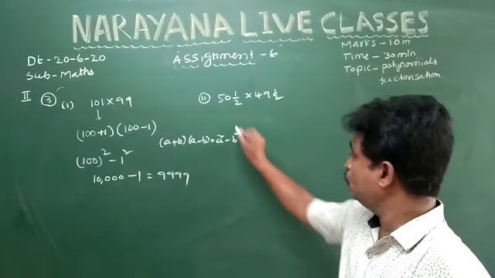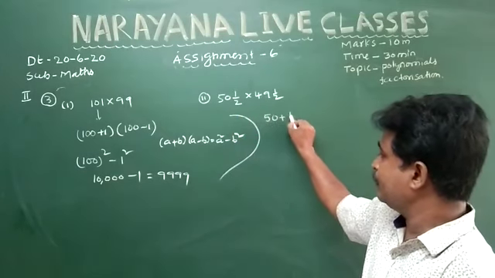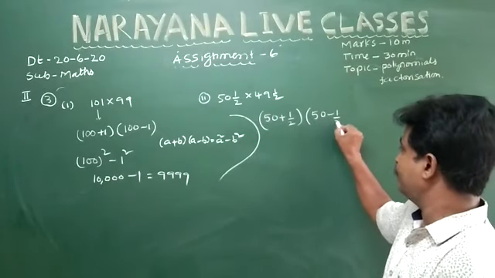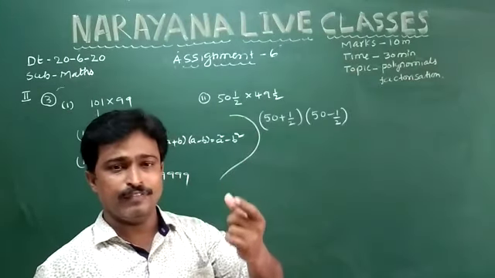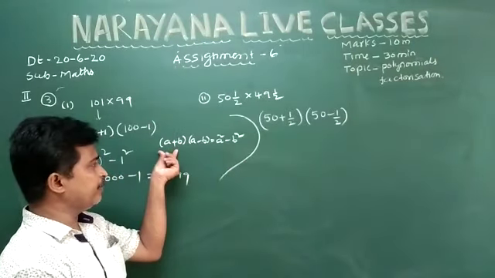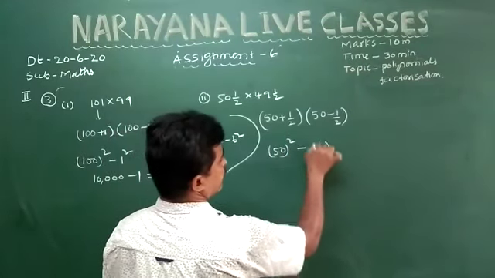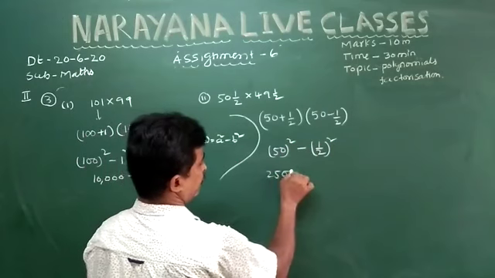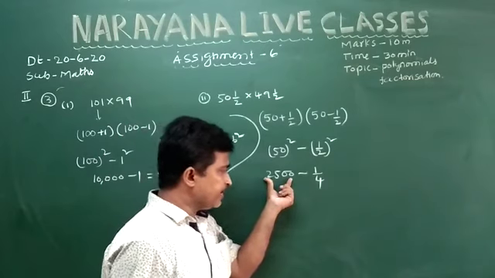Coming to the second one, 50 and a half can be written as 50 plus 1 by 2, and 49 and a half can be written as 50 minus 1 by 2. Here also the same formula, a plus b into a minus b, which is a square minus b square. Here a square means 50 square, b square means 1 by 2 whole square. 50 square is 2500, minus 1 by 4.